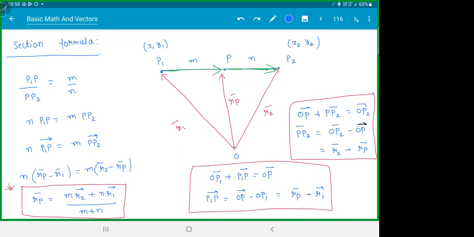Easy, everyone? So this is the section formula which you did in maths. You can use it in vectors also. Any doubts on this?